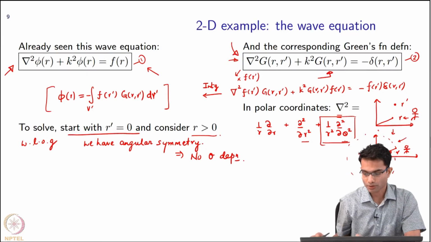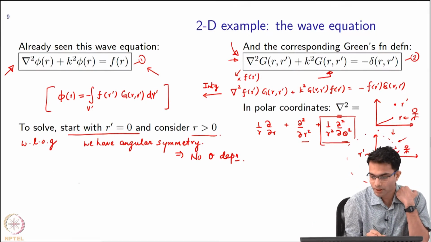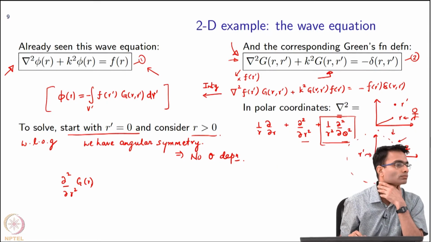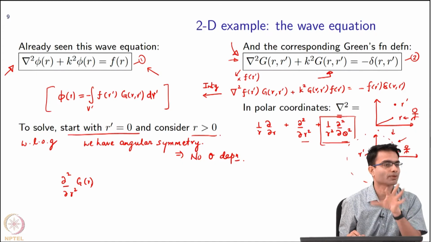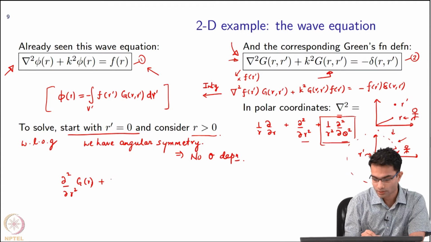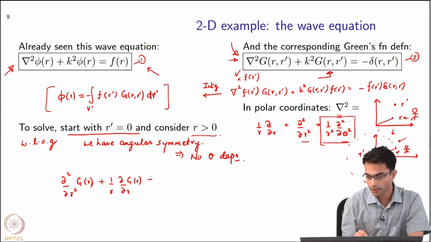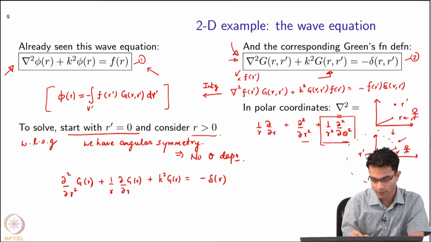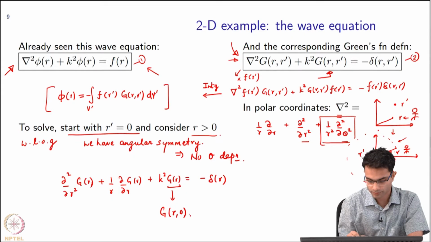So let us just put it all together. What do we have then? Our equation becomes del 2 by del r2 g of r. Now I will just write g of r. Why am I writing g of r? I have said r prime equal to 0, so it will get irritating to write it each time. So just g of r, plus 1 by r, and k squared g of r is equal to minus del of r. Again I do not write del of r prime, and here it is understood that this is g of r comma 0.